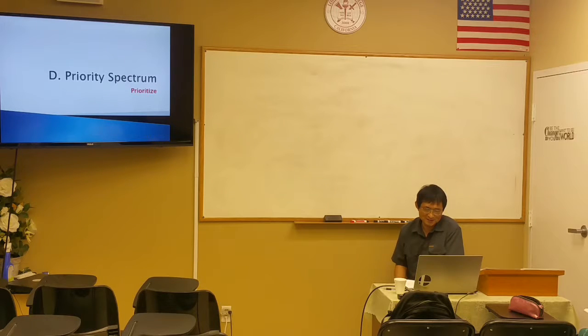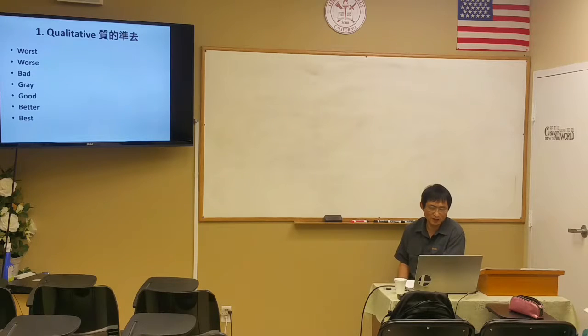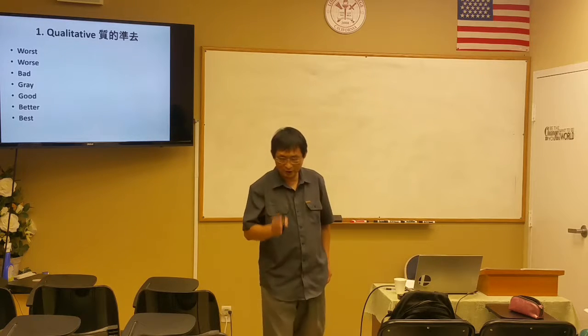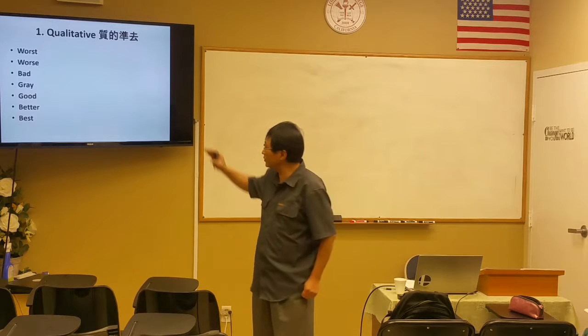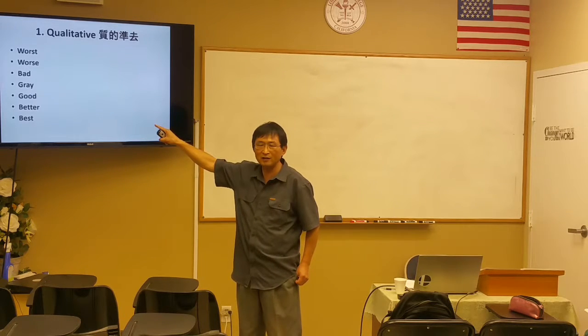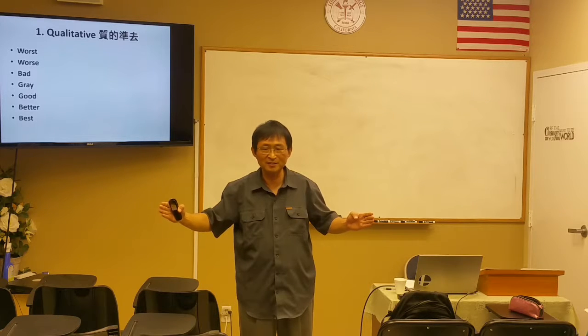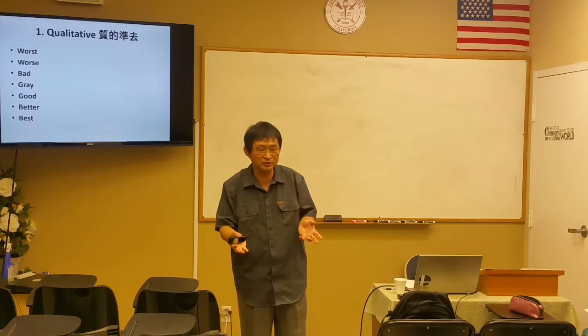Okay, priority spectrum. This is easy. In order to say yes to your priorities, you have to be willing to say no to something else. So that's the priority question spectrum. So how do you do it? This is a good scale, or the spectrum, or the formula to decide your priority or your strategy. When you are planning or making decisions, you put it on this scale. The thing we want to avoid is that gray area. Many times your gray area spectrum is too wide, and then you are confused and you are not able to make decisions.